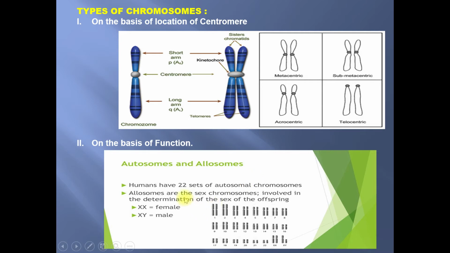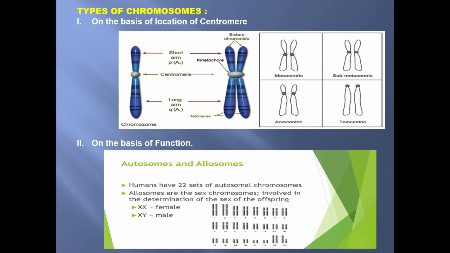Now we come to the basis of the function of the chromosomes. On that basis, the chromosomes are categorized into two categories, autosomes and allosomes. We find autosomes and allosomes in the human homologous sets of chromosomes. You can see the entire set of human chromosomes is 23 pairs in a diploid cell, and this displays the karyotyping of the chromosomes. Each pair has two chromosomes, which is a homologous pair, and each one is obtained from each of the parents.